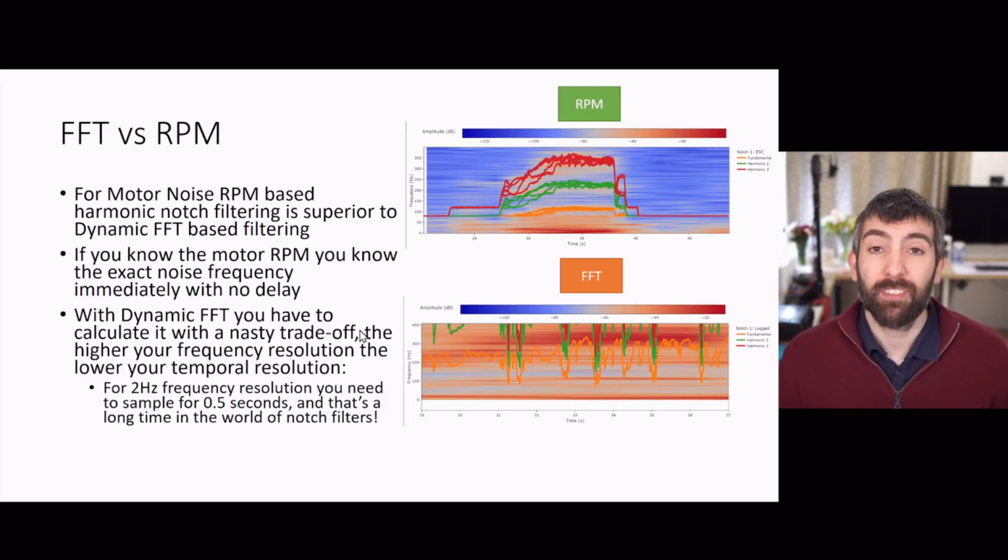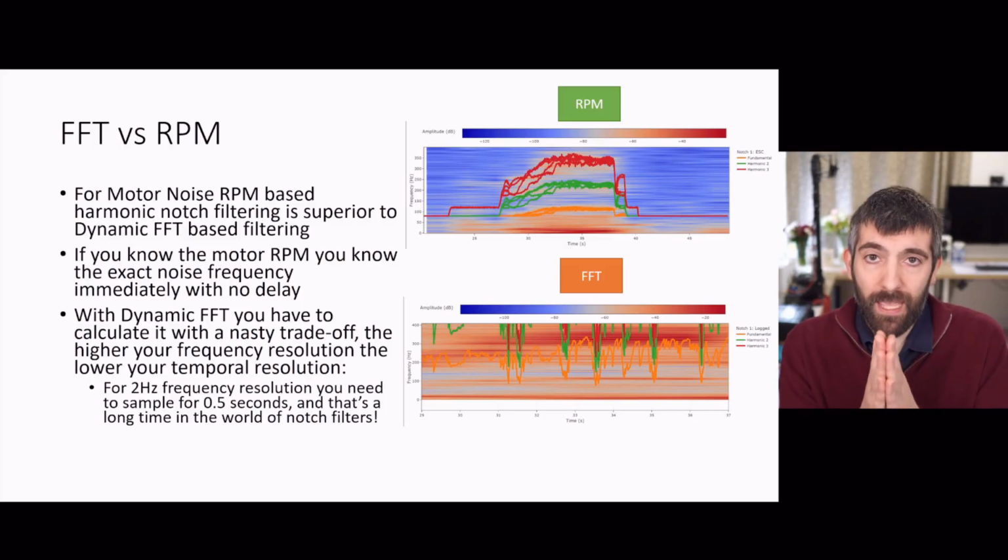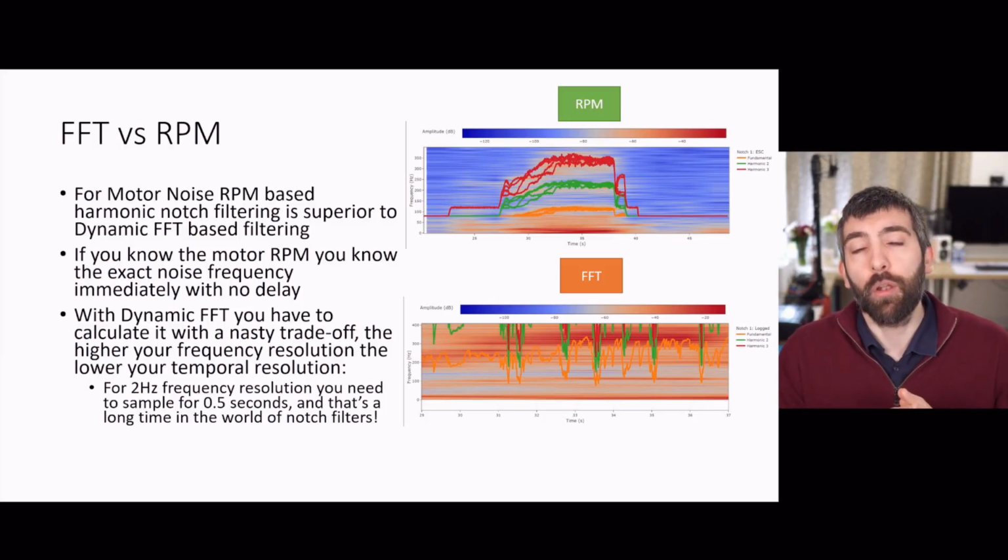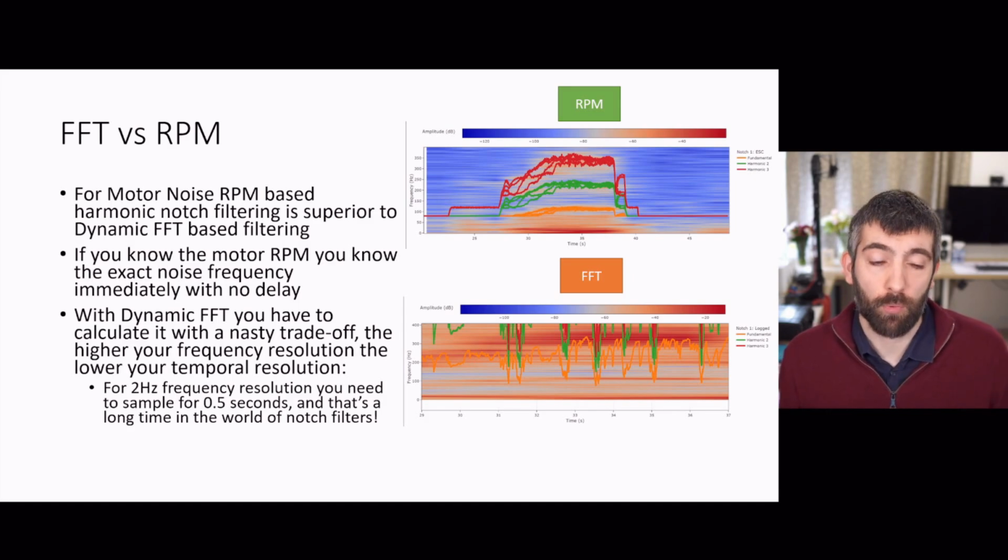With the dynamic FFT, you have to calculate the frequency of the motor noise, and you have to calculate it with a nasty trade-off. The better the frequency resolution you want, so the more precise you can be with placing the notch, the more gyro data you have to sample. So if you want a frequency resolution of 2 Hertz, you need to sample for half a second of time. And that's a long time in the world of notch filters.